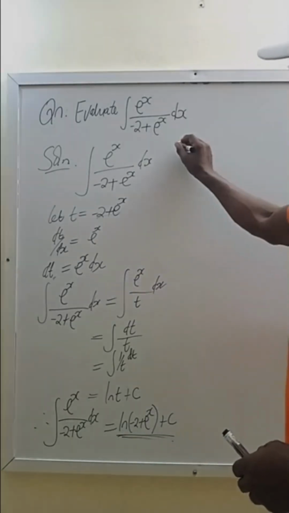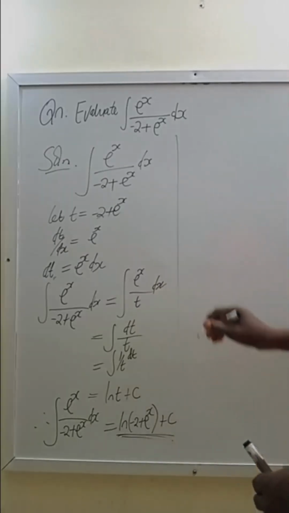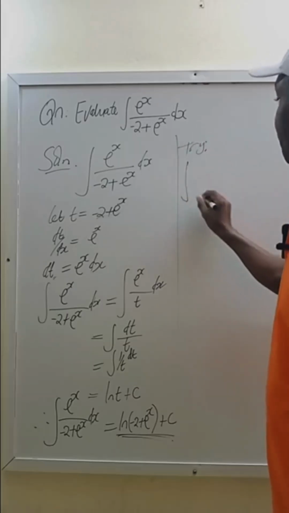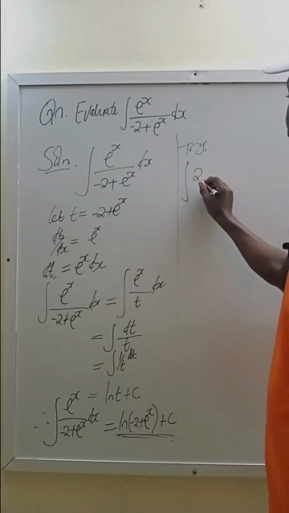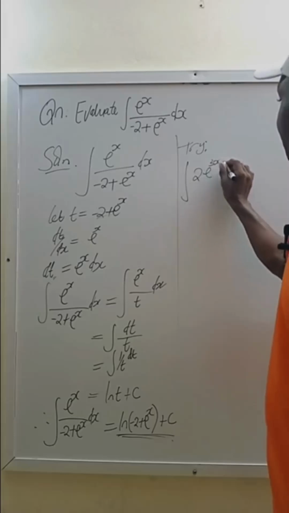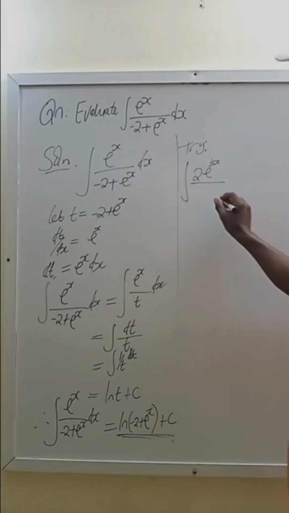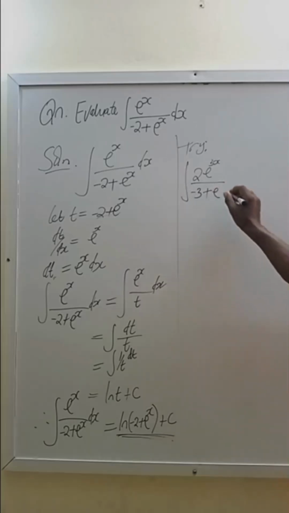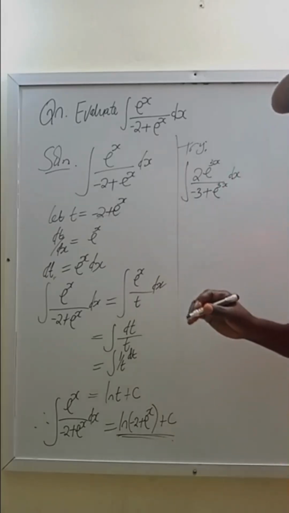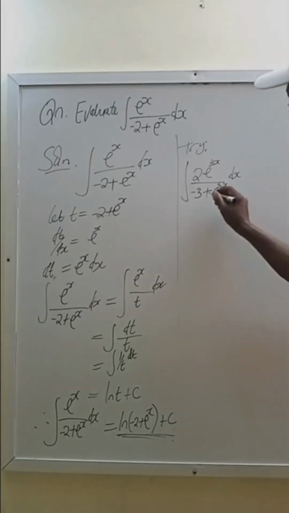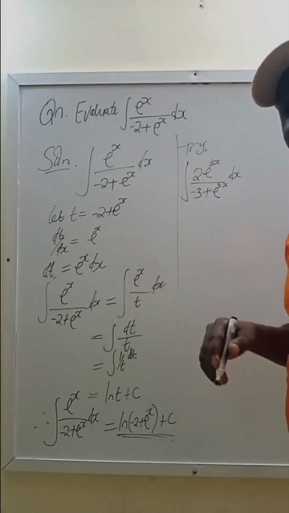So I would want you to try this. Integrate 2 e power 3x, divided by -3 plus e power 3x, with respect to x. Is this doable? You are a good student, you must do it. So you try it, then also put your answer in the comment section.